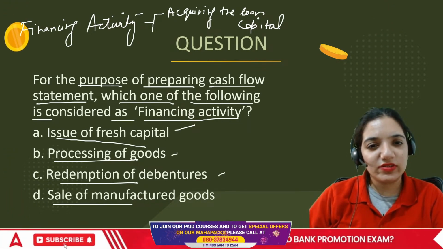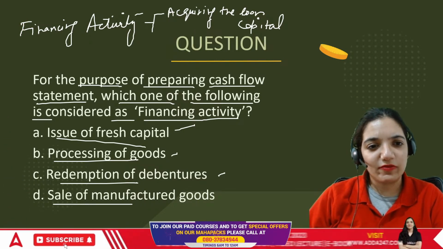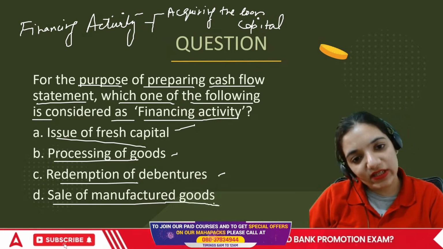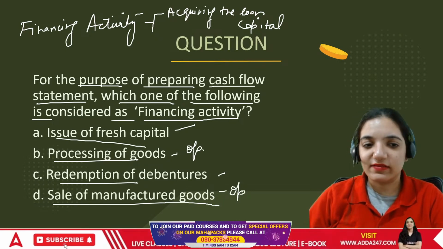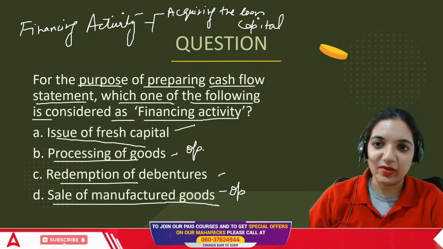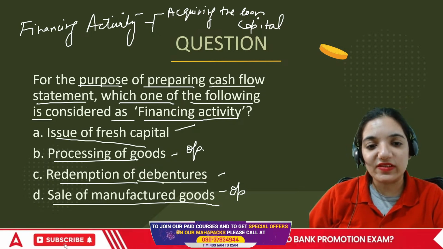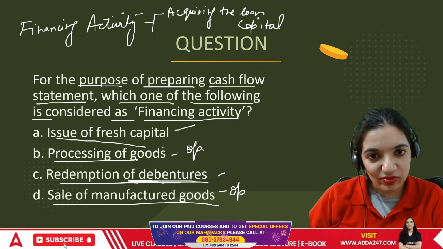Redemption of debentures, which one of the following? Sale of manufactured goods is basically operating. Selling and processing are all a part of it, because we are going to spend and we are going to have money. When we talk about redemption of debentures, redemption means to pay off a loan, and issue of share capital means to get the loan.